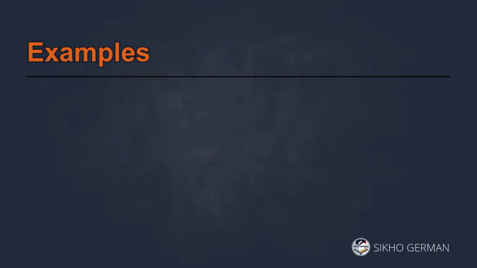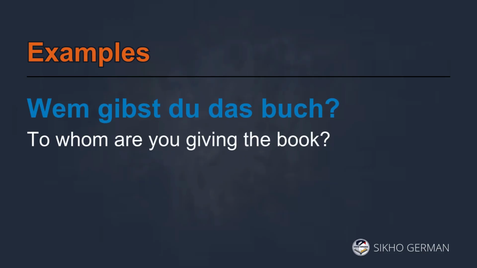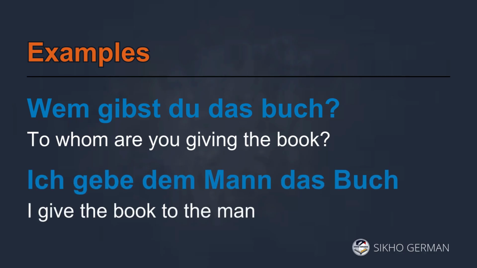Here's a perfect example of the dative case in action. In German, we ask, Wem gibst du das Buch? To whom are you giving the book? The word wem is the dative question word, meaning to whom. The answer is, Ich gebe dem Mann das Buch. I give the book to the man. Notice dem Mann. That's the dative form. Der Mann, nominative, becomes dem Mann, dative, because he's the indirect object, the person receiving the book.